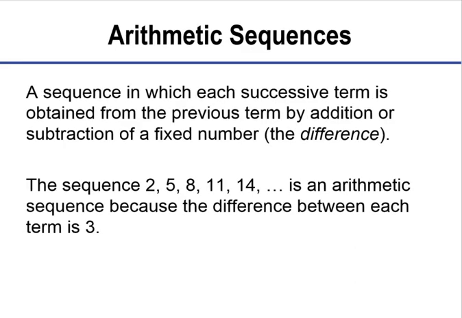That's a sequence in which each successive term is obtained from the previous term by addition or subtraction of a fixed number. So it'll be the same number between each of the numbers. So notice you've got this particular sequence here, 2, 5, 8, 11, 14. What's the difference between 2 and 5? It's 3, right? What's the difference between 5 and 8? That's also 3. The difference between 11 and 14, 14 minus 11 is 3. So if you continue that pattern, you definitely have an arithmetic sequence with the difference between each term is 3. That's a classic arithmetic sequence.